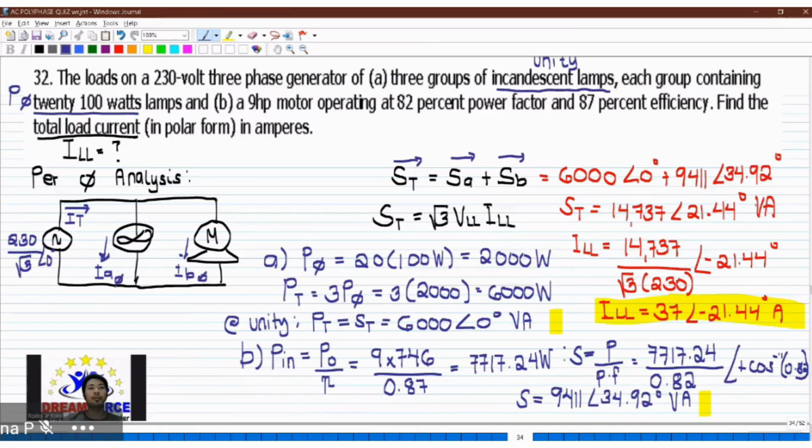So, nakuha mo naman yung total power. Okay, ganun din dito. Pakitry na lang. Kung gusto nyo pong ganyan yung approach, dapat parehas yung answer. Sige, so take note of number 32. So answer is 37, angle negative 21.44.